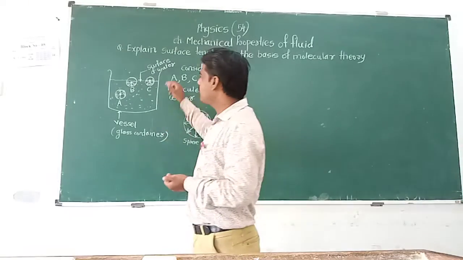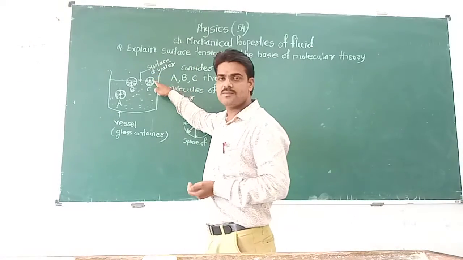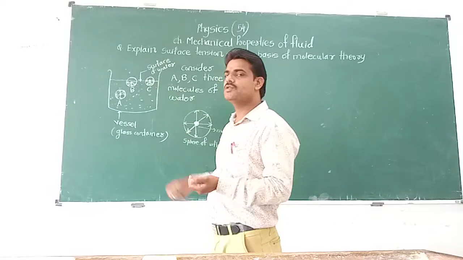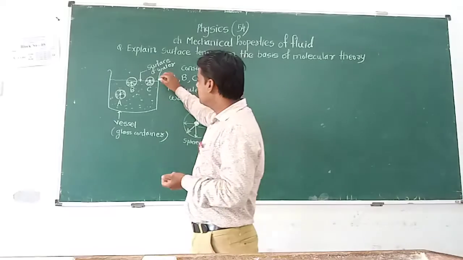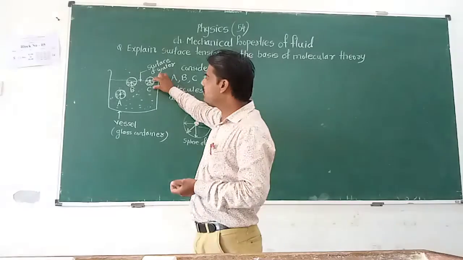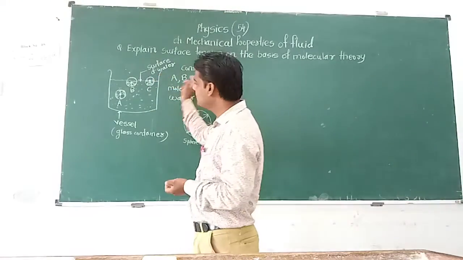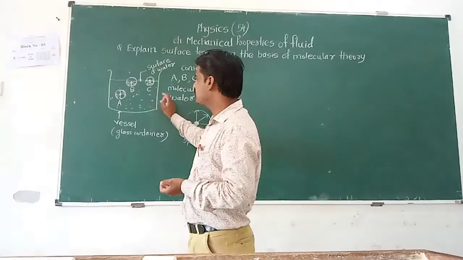Now molecule C is present on the surface of the water. Half of its sphere of influence is outside the liquid and half is inside the liquid. As the cohesive force is more effective than the adhesive force, the resultant force acting on molecule C is a downward resultant cohesive force. So there are three molecules and three cases.